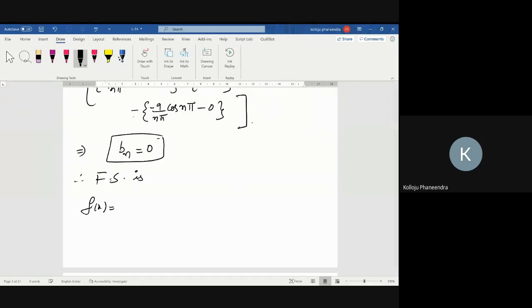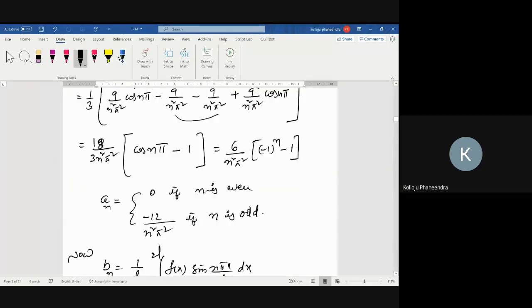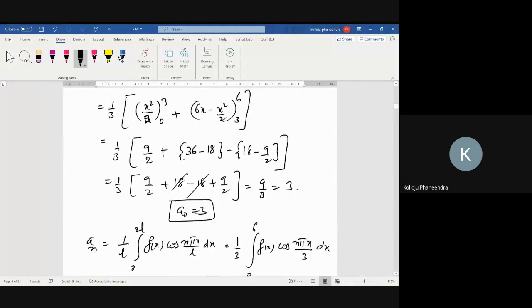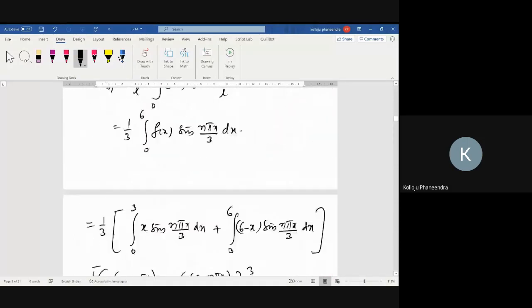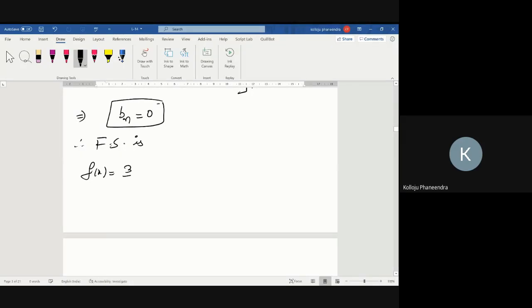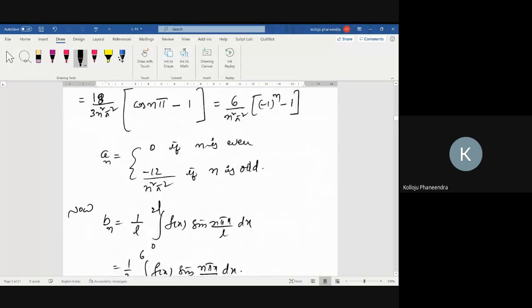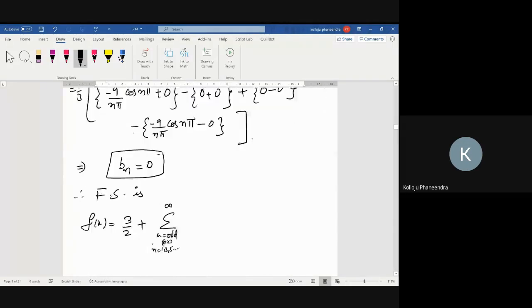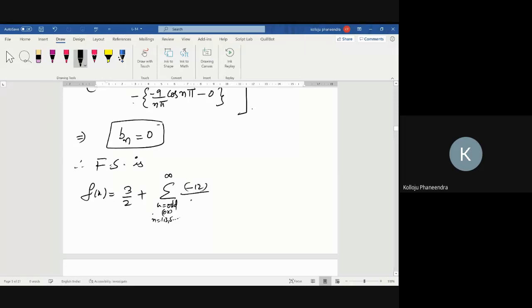f of x equal to, what is the a0 value? a0 value 3. So 3 by 2 plus summation, n is odd, or one can write n equal to 1, 3, 5 and so on up to infinity. And what is an value? Minus 12 by n square pi square, cos n pi x by 3. This is the answer. You can simplify this further.